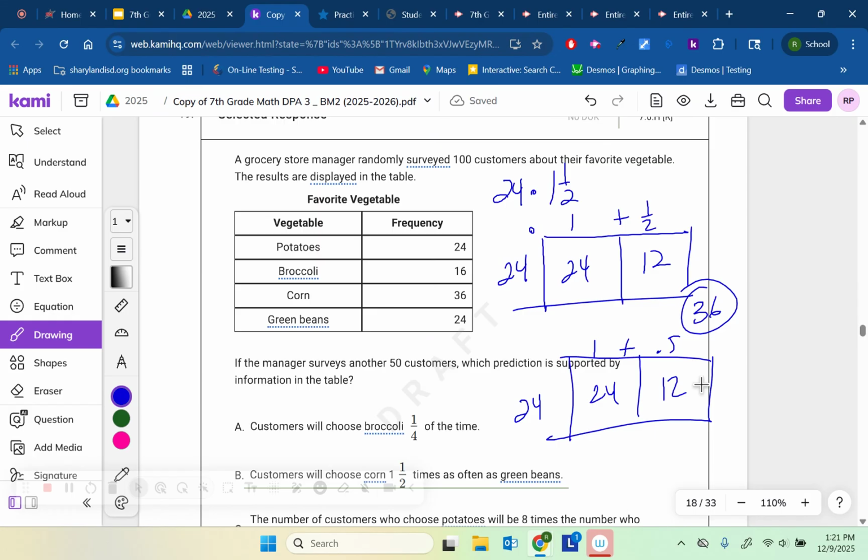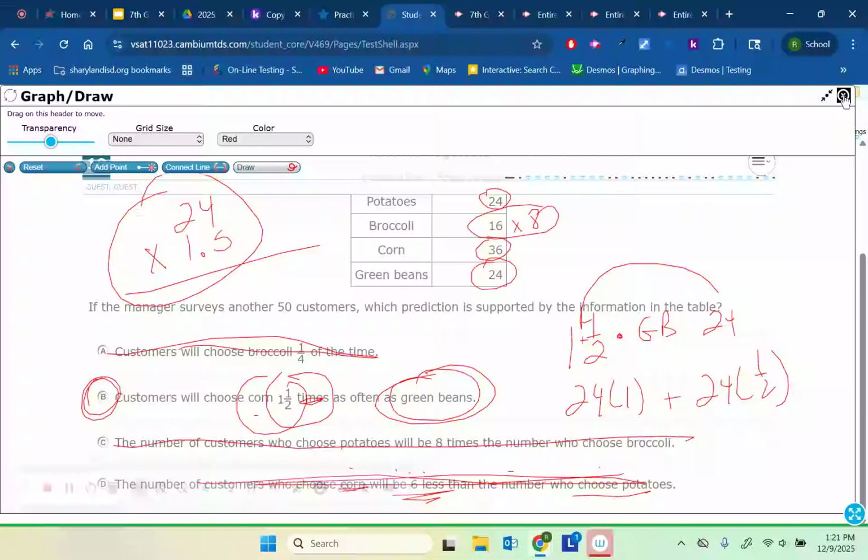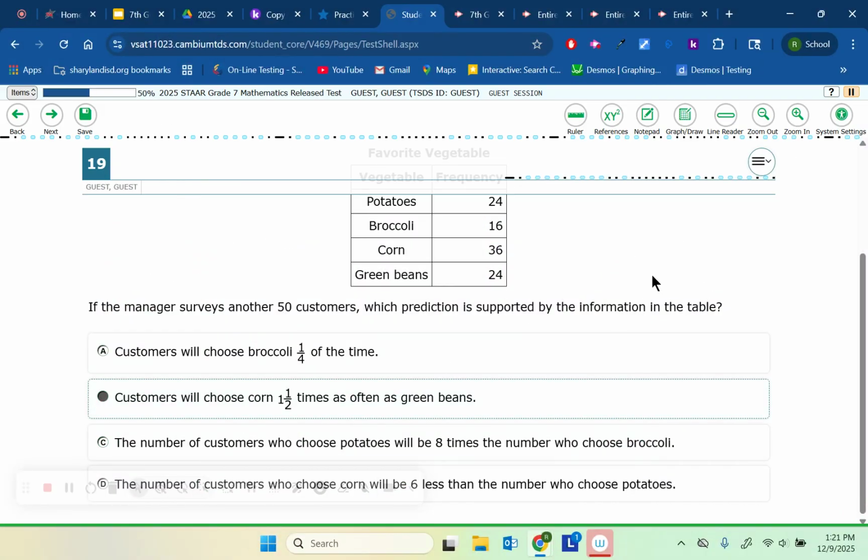This is what I would have done with this one. And so that's what you're doing. Making sure that you know that this is really 1.5, 1 plus 1/2. So it's 24 times 1, 24 times a half, gives you that 36. So my answer is B. Easy problem. Don't overthink the math part.